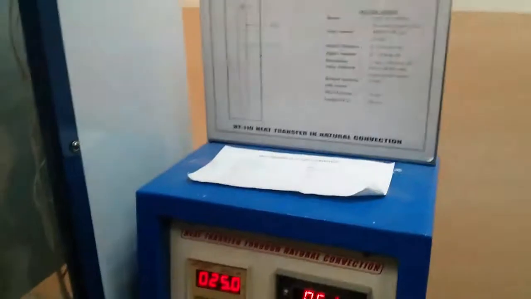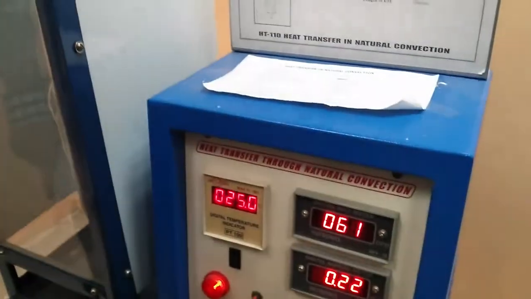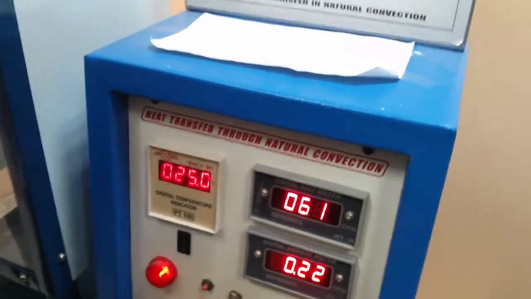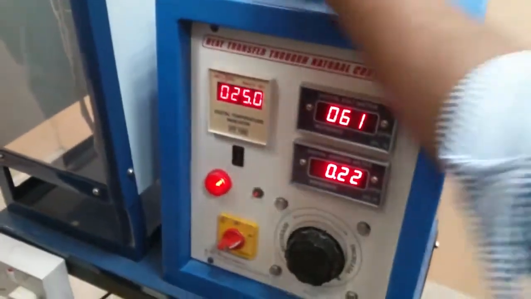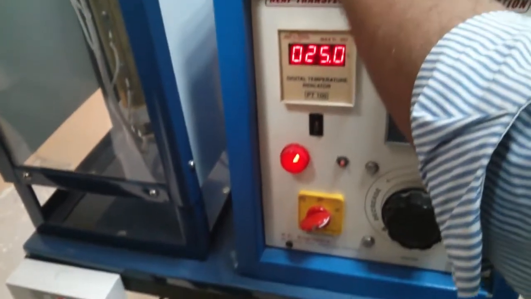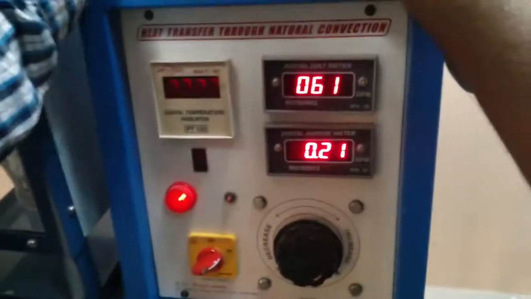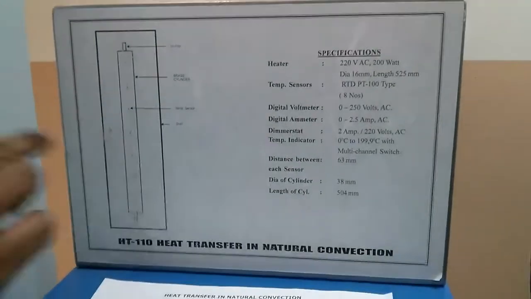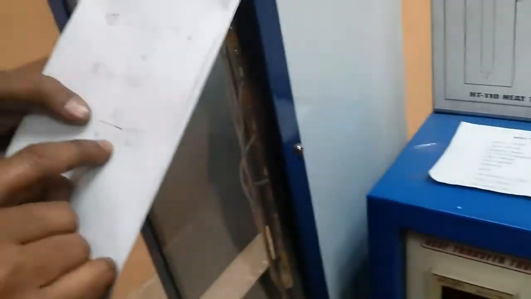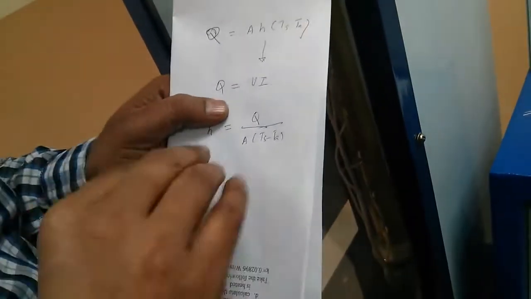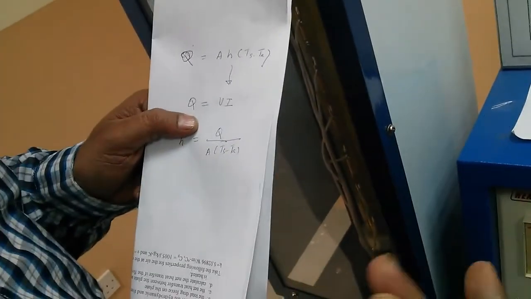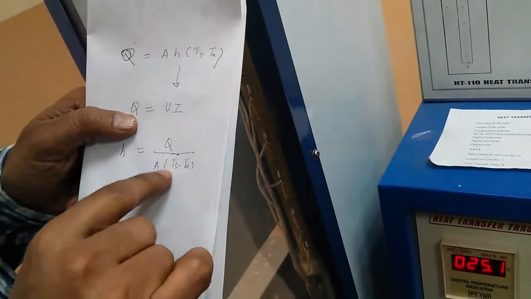T1 to T7 give me the surface temperature, and T8 is the ambient temperature. T1, T2, T3, T4, T5, till T7 gives me the surface temperature, and T8 is the ambient temperature. So Ts is calculated by finding the average of T1 to T7: T1, T2, T3, T4, T5, T6, T7 divided by 7. That gives you the average surface temperature of the cylinder.